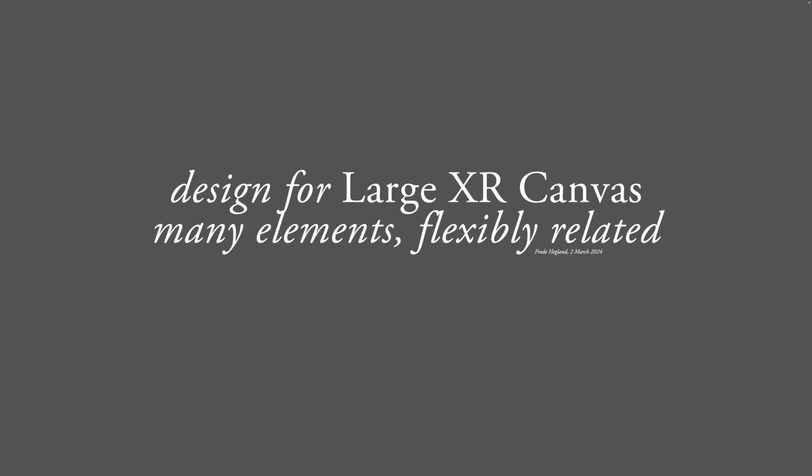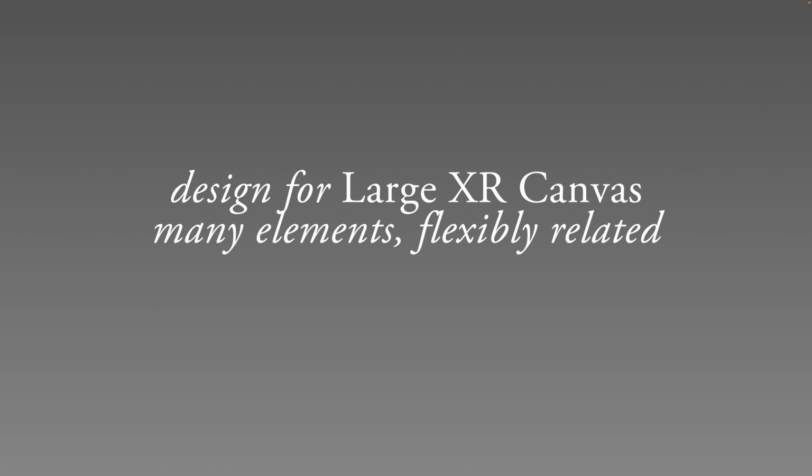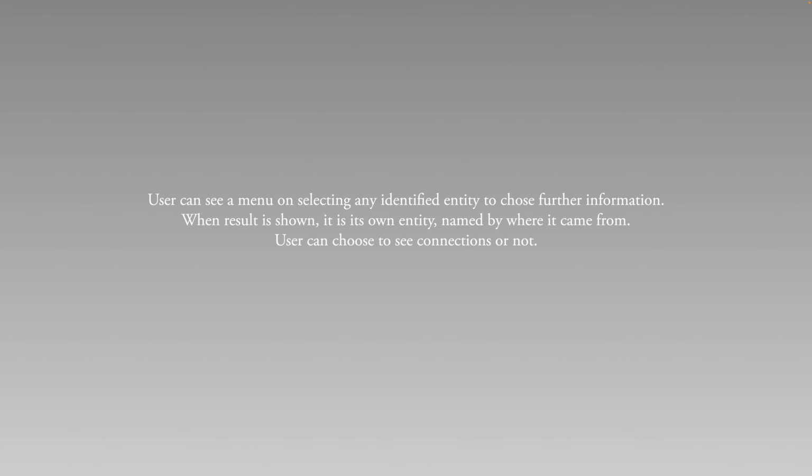So here are some thoughts for design for a large XR canvas with many elements flexibly related. What I mean by that is that the user can see a context menu and select any identified entity, such as any names, titles, etc., to choose to see further information. And when the result is shown, it is its own entity named by where it came from, and the user can choose to see connections or not.